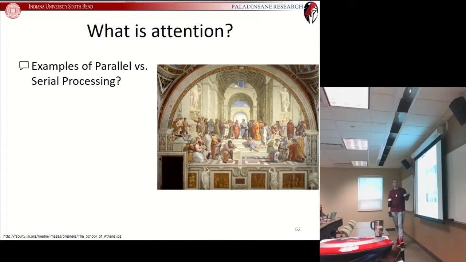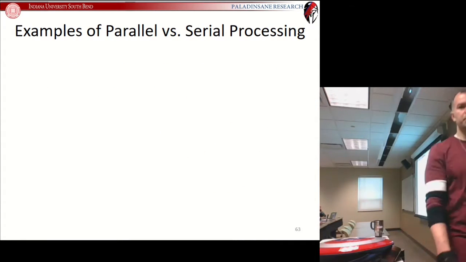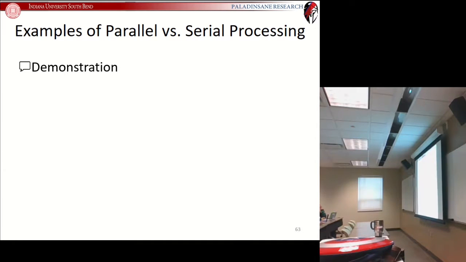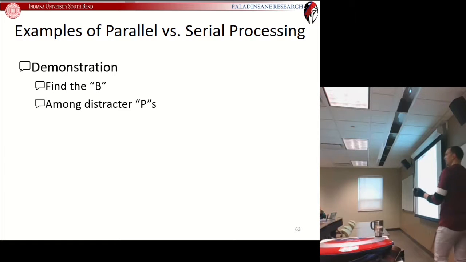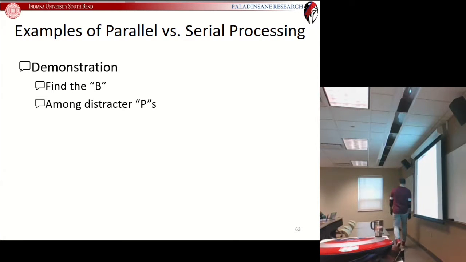All right, so other examples of serial versus parallel processing. We got visual search. This one's a little bit more straightforward. So what I'm going to do is pop up a bunch of stimuli, and what I want you to do is find the B. So you're looking for the B among distractor P's, right? So there's going to be P's up there to distract you. You're looking for the B. That's the target. And what we'll do again is just put your hand up as soon as you've located where the B is. This is going to start easy, and it's going to get more difficult. So is everybody ready? All right.